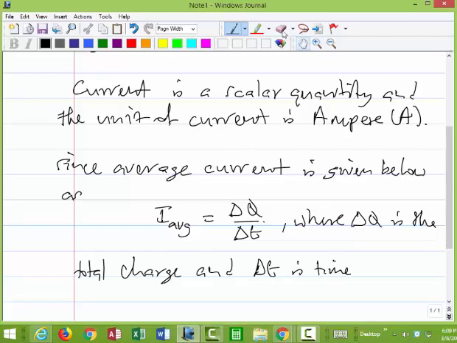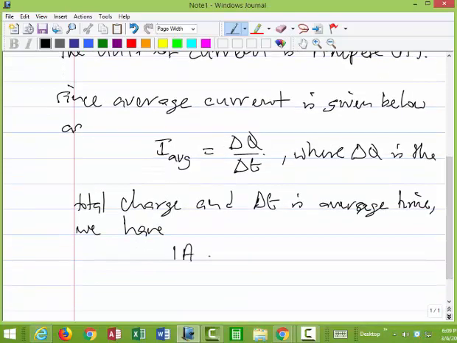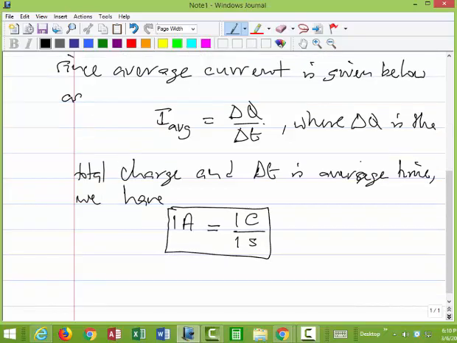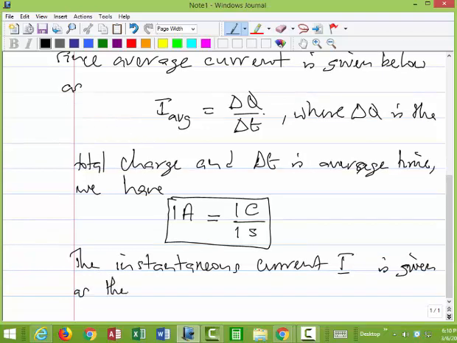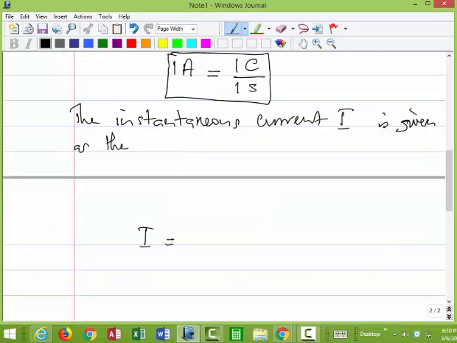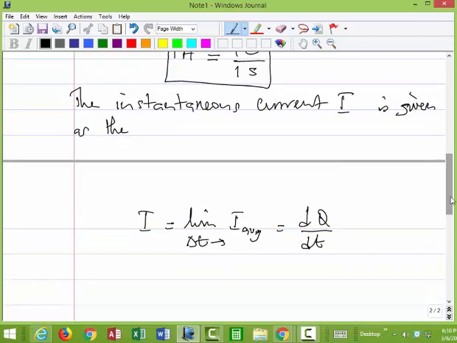In this case, we have 1 ampere. 1 ampere of current equals 1 coulomb over 1 second. So the ampere is a coulomb per second. The instantaneous current I is equal to the limit of the average current, which is dQ/dt. That will be the instantaneous current.